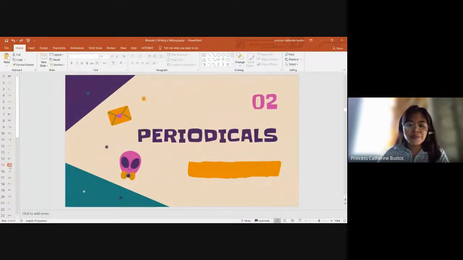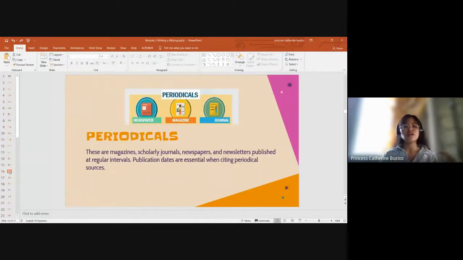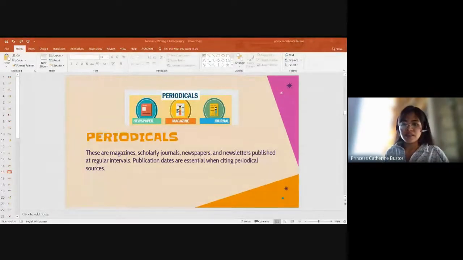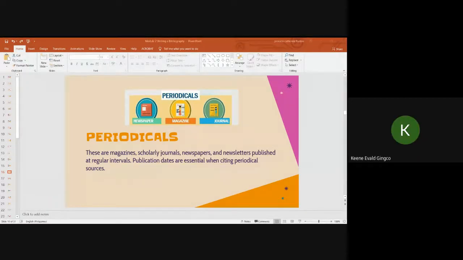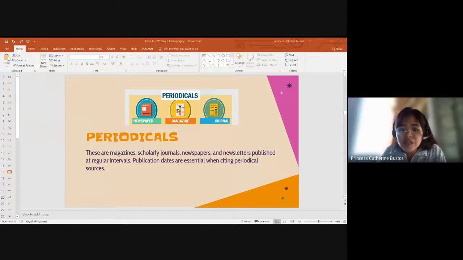Now we have periodicals. That's the second one. So what are periodicals? Please read. Another student. How about Keen? Keen, please read. What are periodicals? These are magazines, scholarly journals, newspapers, and newsletters published at regular intervals. Publication dates are essential when citing periodical sources. Okay, so how often is our periodical published?